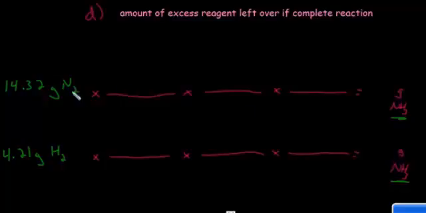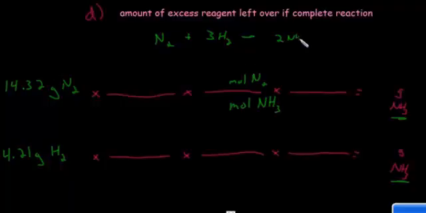So to convert from grams of one thing into grams of another, recall that you do need to go into the mole ratio. You want to go ultimately from N2 into NH3. Well, then, to do that, you need a mole ratio of N2 to NH3. So recall that we are reacting 1 mole of N2 with 3 moles of H2 to give 2 moles of NH3. And so we can plug those numbers into the mole ratio.